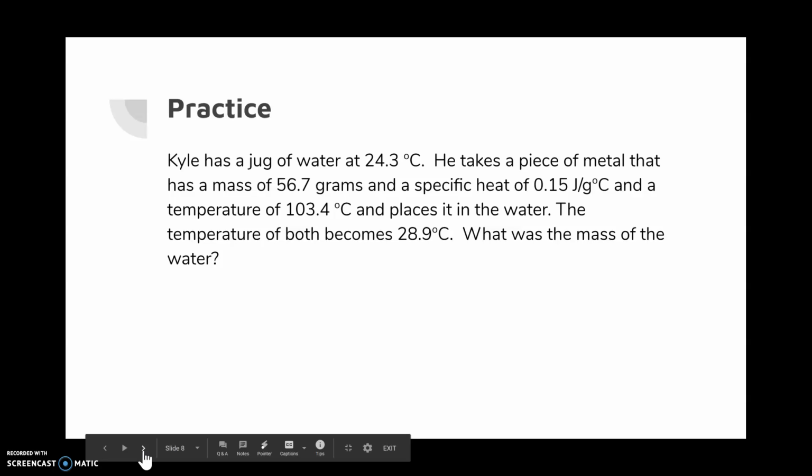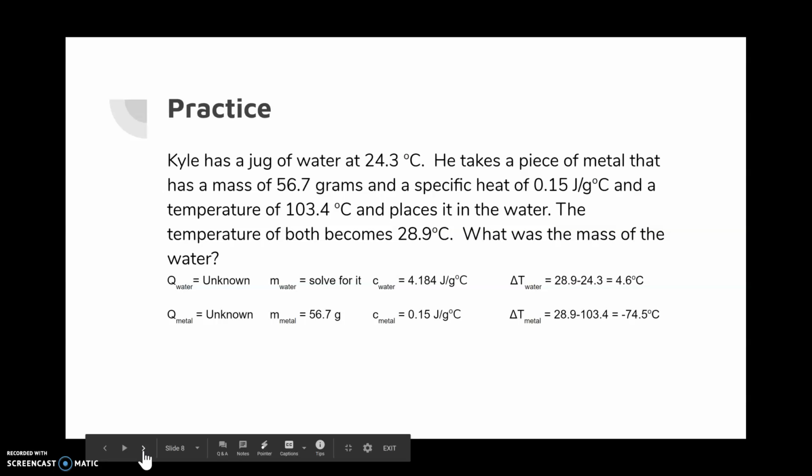Let's try the next one. Kyle has a jug of water at 24.3 degrees Celsius. He takes a piece of metal that has a mass of 56.7 grams and a specific heat of 0.15 joules per gram degrees Celsius and a temperature of 103.4 degrees Celsius and places it in the water. The temperature of both become 28.9 degrees Celsius. What is the mass of the water? We'll set this up the same way we did the previous problem.